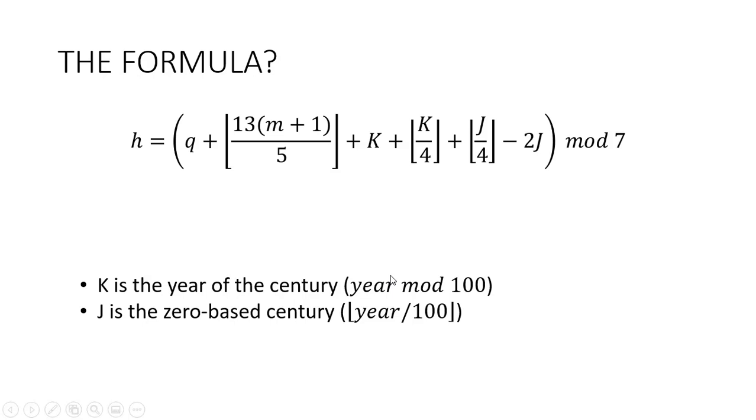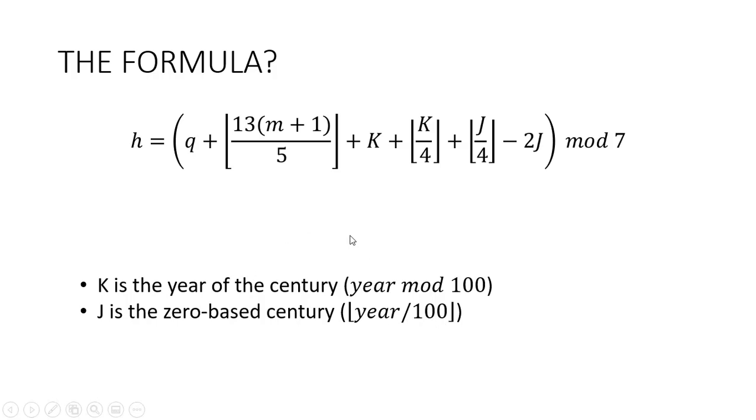K is the year of the century. So for example, if I was born in 1998, then the year of the century will be 98. We can calculate this in our computers by doing the mod operation that I am going to explain later: year mod 100. And J is the zero-based century. So again, in our example, 1998, the zero-based century will be 19. We can also calculate that with the floor function: year divided by 100, the floor function of this number.